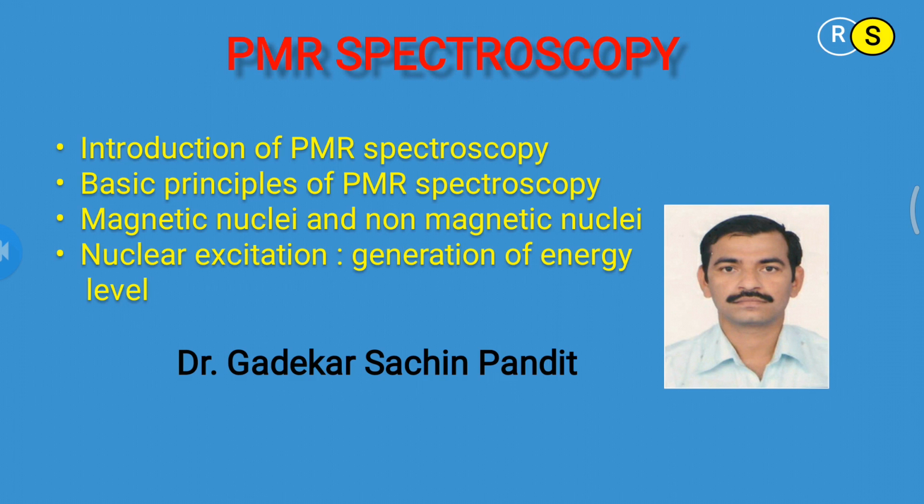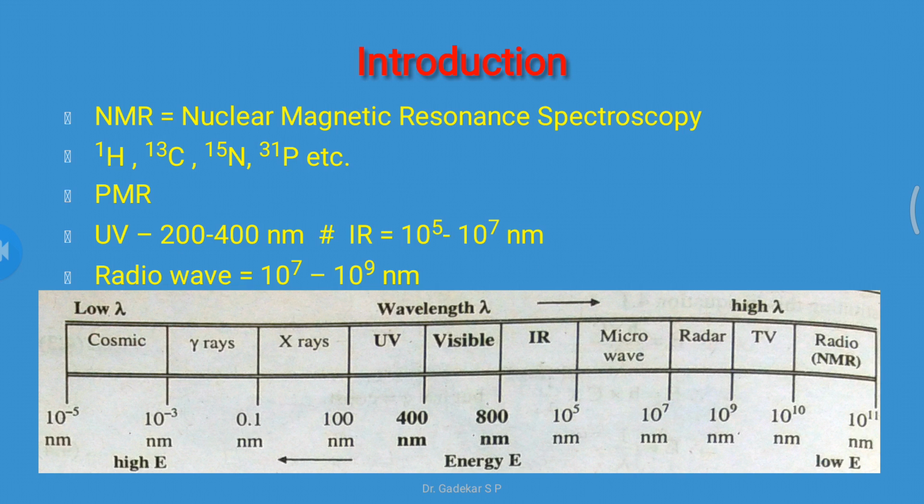Here, first, NMR is nuclear magnetic resonance spectroscopy. There are different types of nuclei involved in NMR spectroscopy, such as hydrogen, carbon, nitrogen, phosphorus. These different types of nuclei interact with electromagnetic radiation, such as radio frequency. Different nuclei are used in nuclear magnetic resonance spectroscopy for the determination of hydrogen, nitrogen, phosphorus, etc.